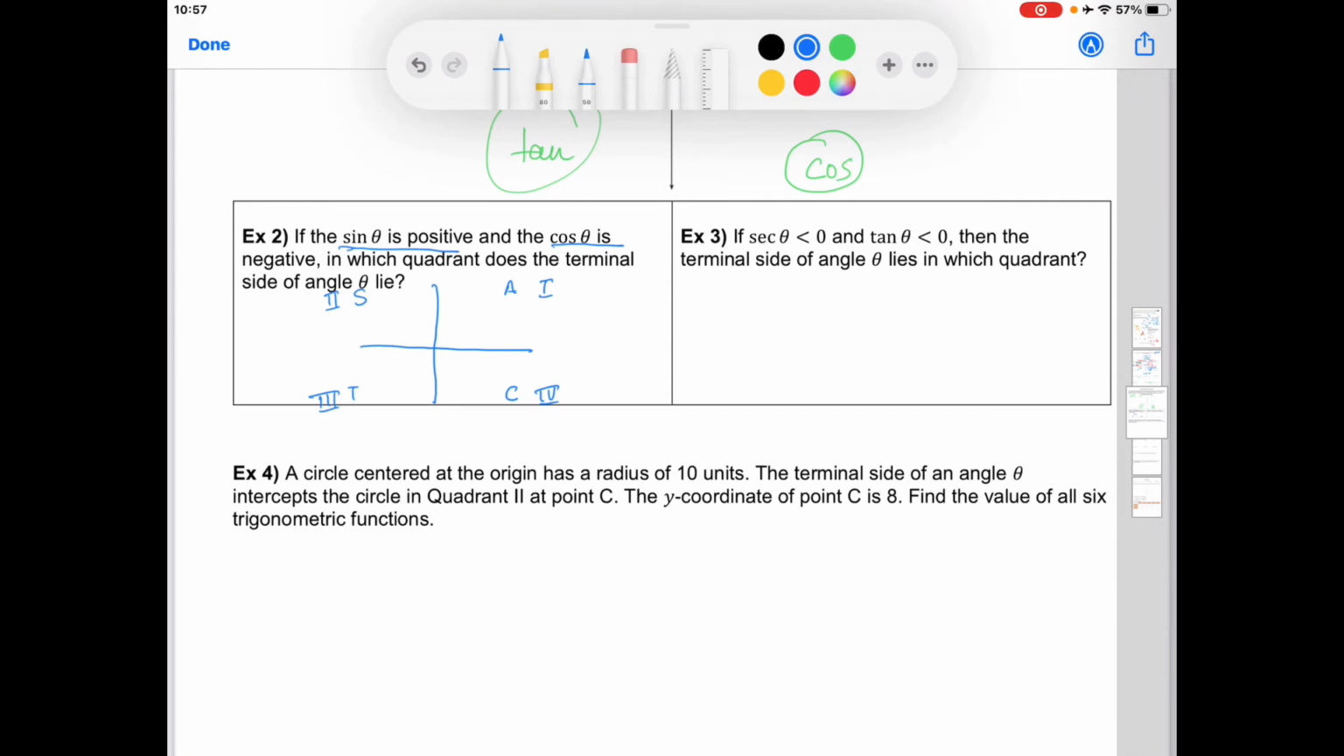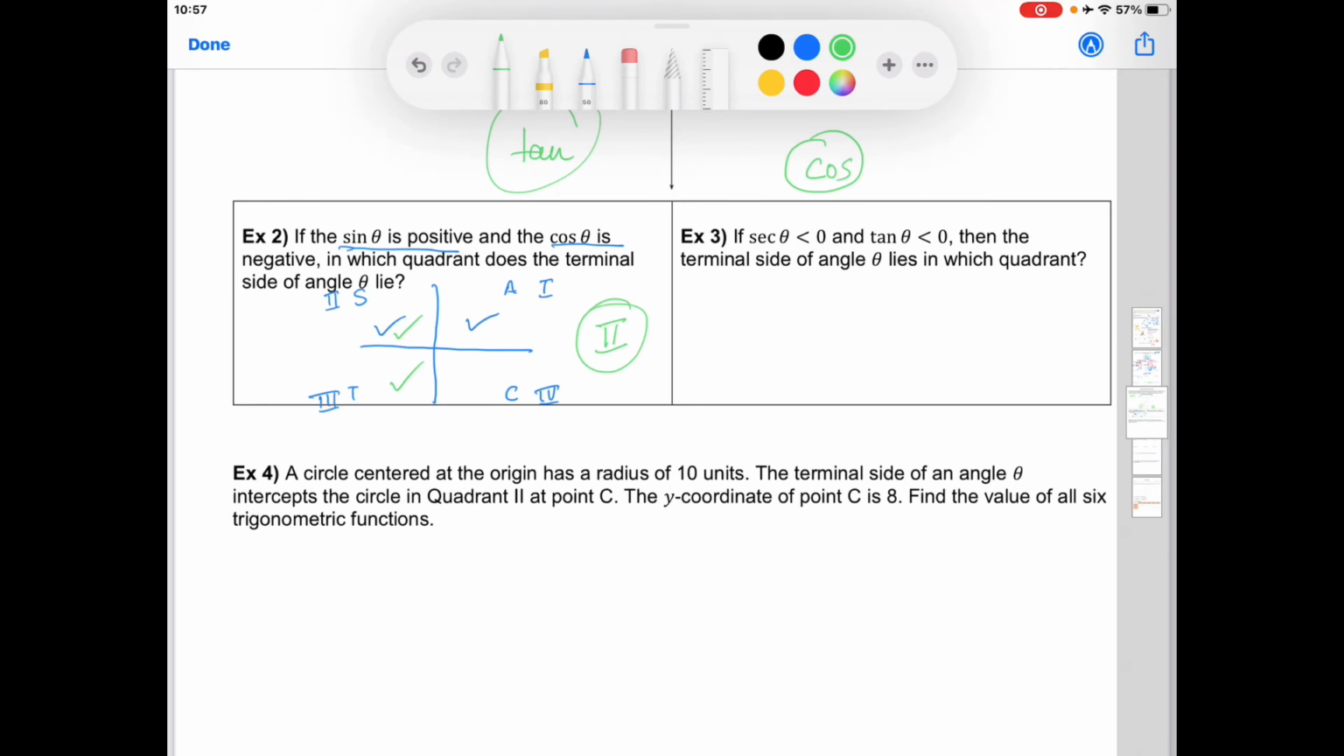So sine theta is positive. Remember, sine is positive and everything is positive in the first quadrant. So I'm going to put a check for that. Sine is positive in the second quadrant, right? So now the second one is my cosine function, and cosine is negative. Cosine is negative in the second quadrant and the third quadrant. So both of these meet the criteria in what? The second quadrant. So your terminal side is in the second quadrant.